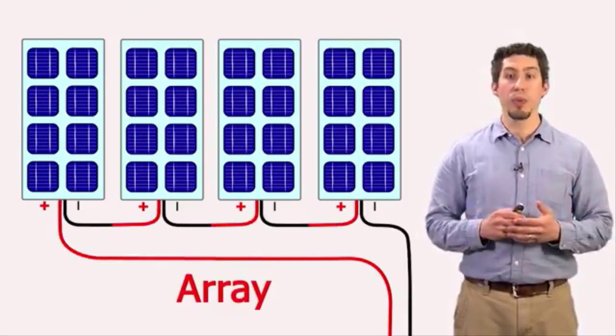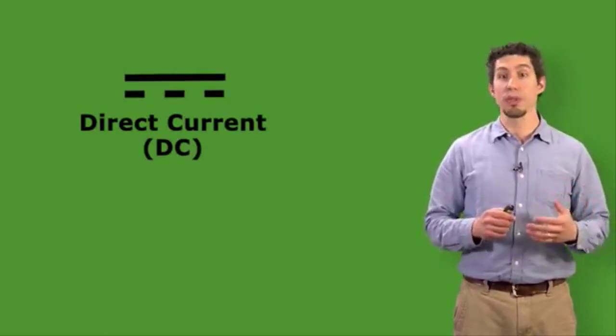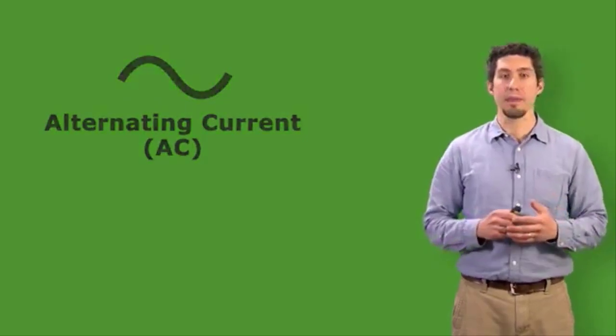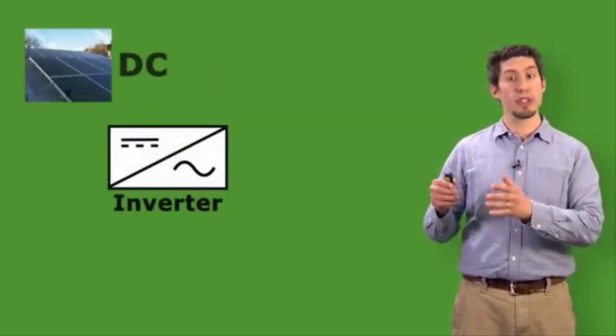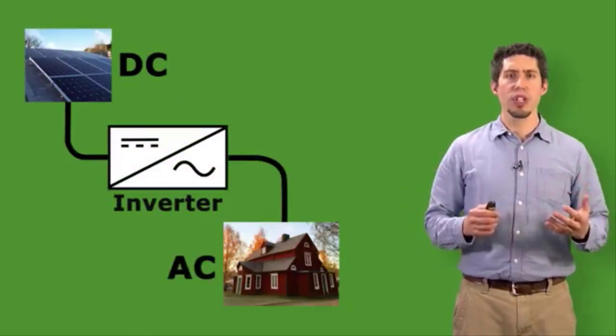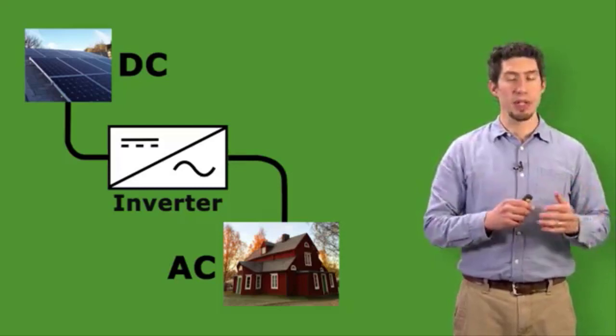Now, what do we do with that full array? The electricity produced from the photovoltaic array is DC, or direct current, whereas most homes, buildings, and residences run on alternating current, or AC. An inverter is needed to convert the electricity produced by the photovoltaic array so it can be used in the buildings. The inverter is really the heart of the connection between the photovoltaic module and the building.